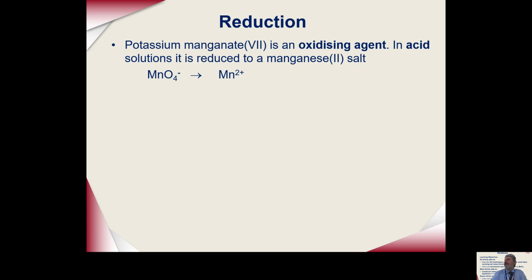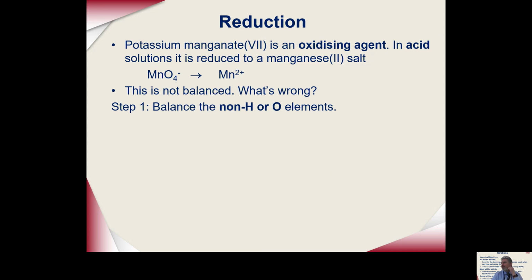Okay, so in acid solutions, it's reduced to Mn2+. It's not balanced. We balanced this last time, so just a recap of this. We need to balance the non-hydrogen, non-oxygen elements. So the manganese is balanced: I've got 1 manganese on the left and 1 manganese on the right. So that's okay. The next step is to balance the oxygen. Here we're showing a slightly alternative way of doing it.